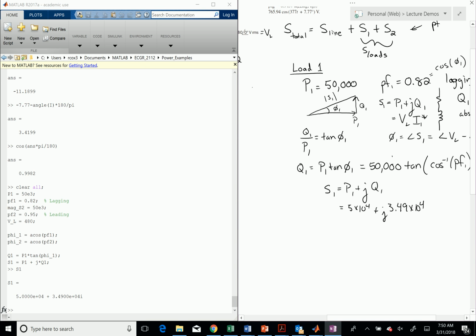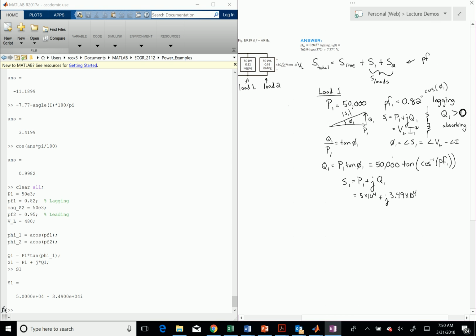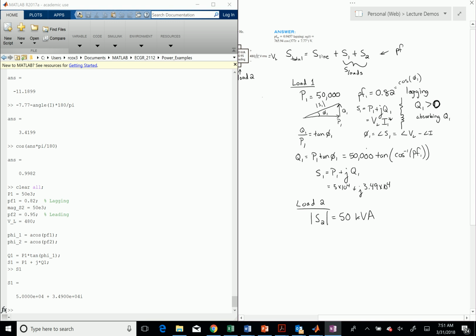Okay, so that now is my complex power in load 1. Now I need to do load 2. So for load 2, what have I been given? I've been given what I call the apparent power, which is the magnitude of the complex power. So that's 50 kVA. I'm told the power factor is 0.95 leading.